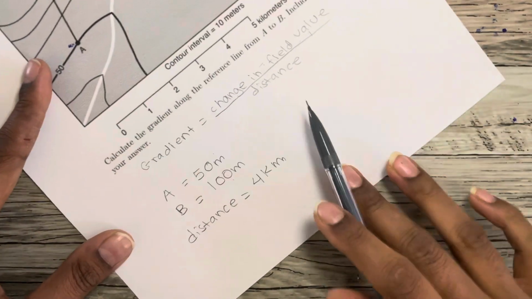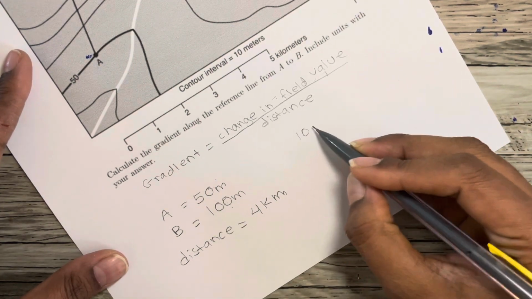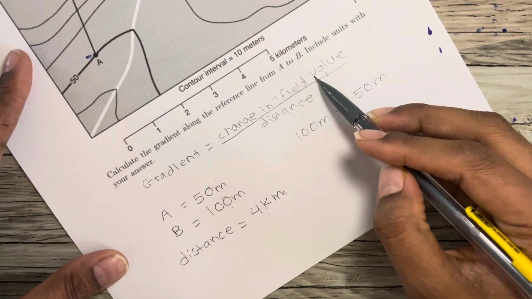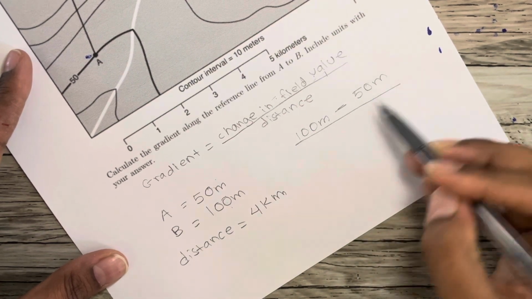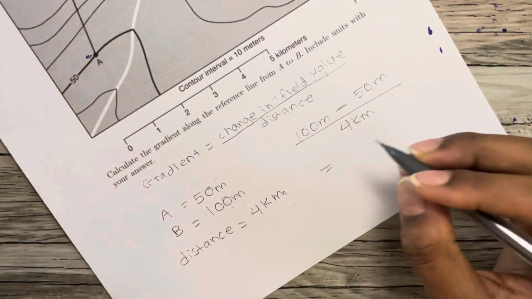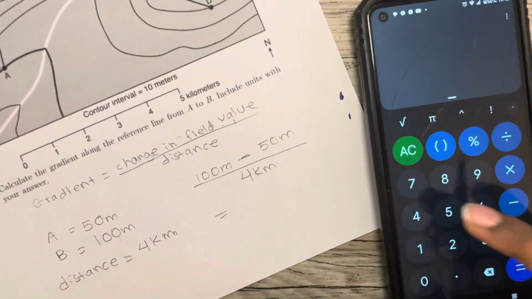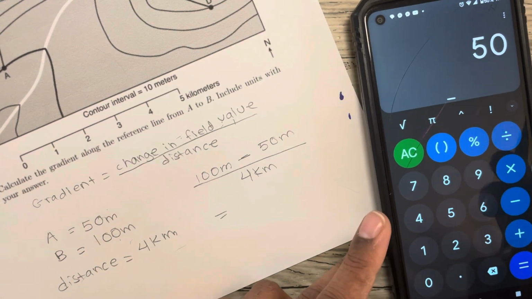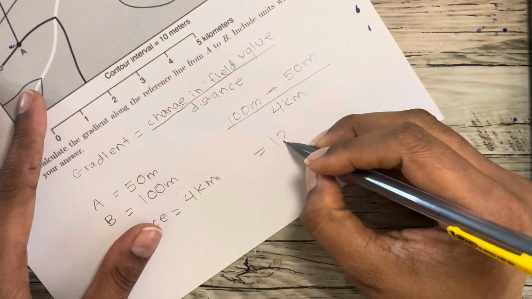So change in field value is just higher elevation minus lower elevation. So 100 meters minus 50 meters is my change in field value, or my rise, or my difference in elevation between the 2 points, divided by the distance, which is 4 kilometers. So if I calculate that, 100 minus 50 divided by 4, I get 12.5.